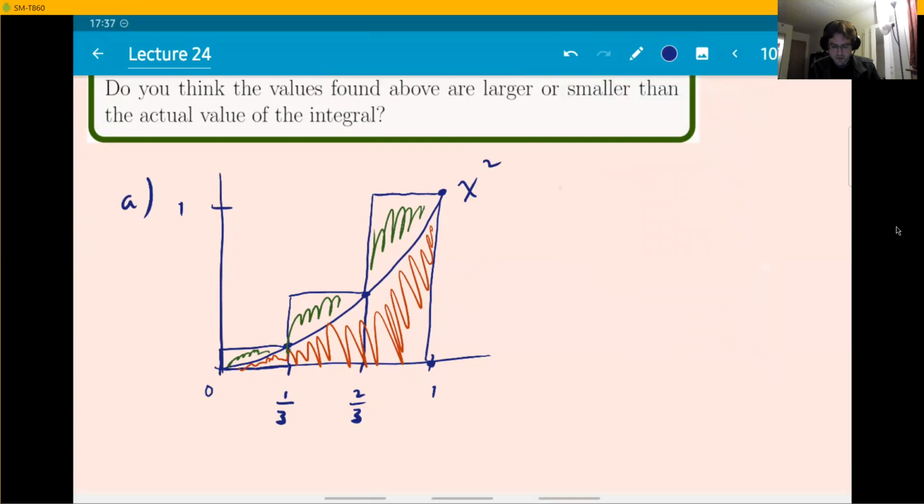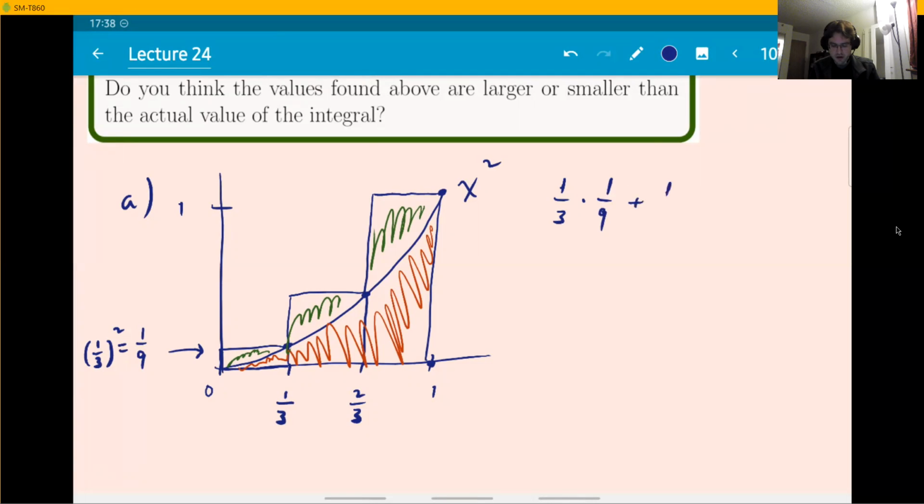Just add the areas of the 3 rectangles. The first one has a height of, well, what is the height of the first one? If this is the point 1/3 and this point is on the graph of the function, the height here is f of 1/3. So 1/3 squared is 1/9. This is the area of the first rectangle.